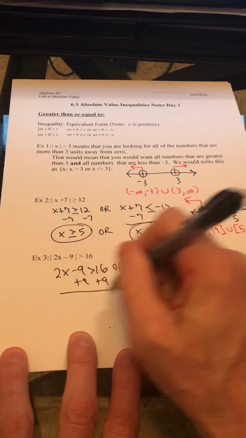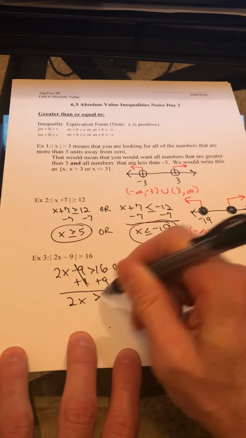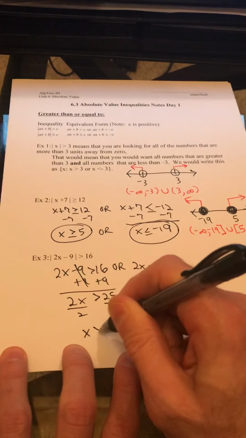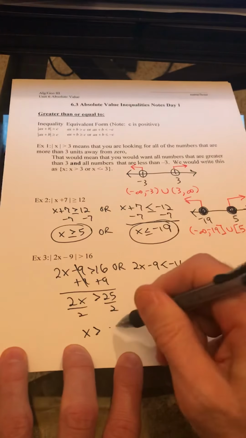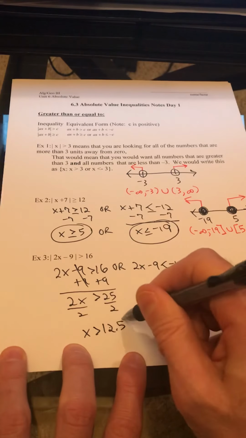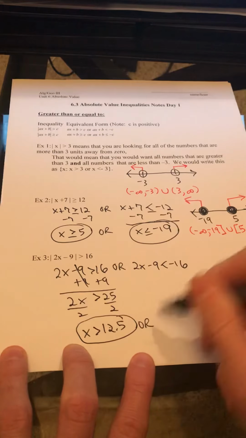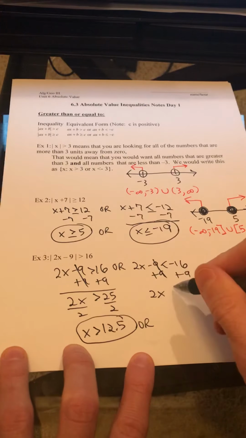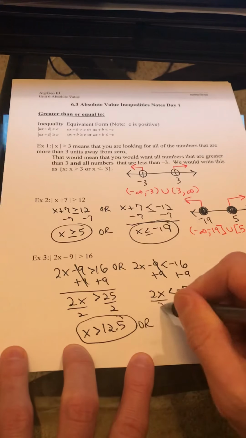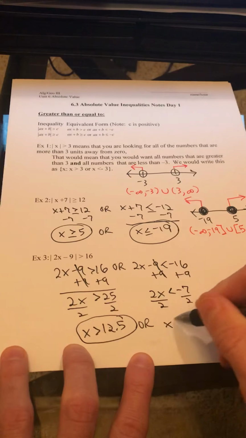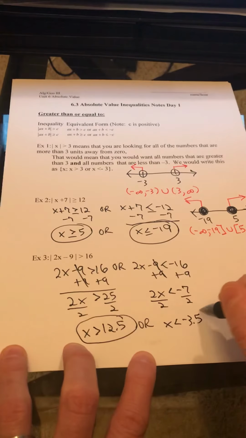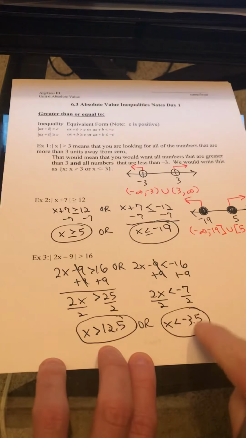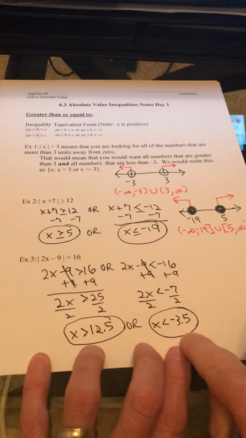So add the 9, divide the 2, and x is greater than 12.5. You can either leave it as a fraction. If you want to make it a decimal, that's fine. Or add the 9, 2x is less than negative 7, divide, and x is less than negative 3.5. Once again, you can either leave those as fractions, you can write them as decimals.